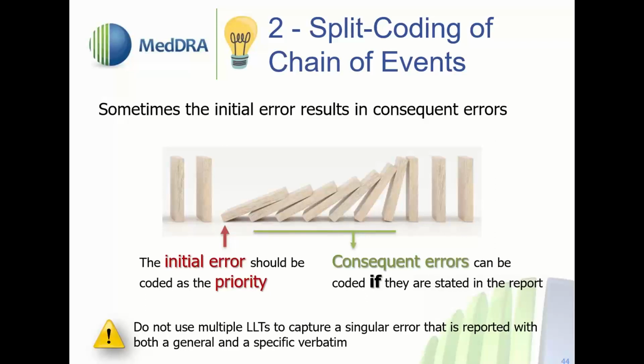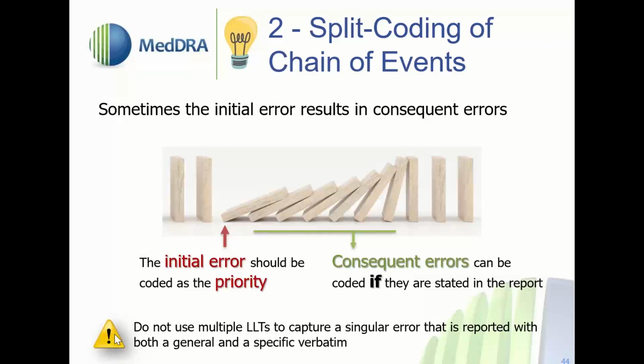Sometimes you will get a report of a chain of events where an initial error leads to additional subsequent errors or even adverse events in the patient. So the initial error, very important, can sometimes lead to consequent errors. Then the initial error should be coded as the priority as shown here. And then all subsequent errors and adverse events have to be coded in addition as they are reported.